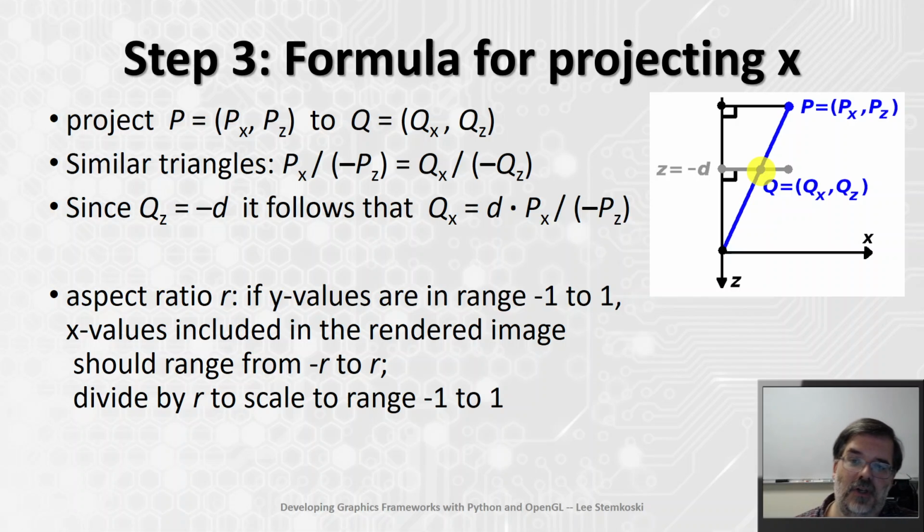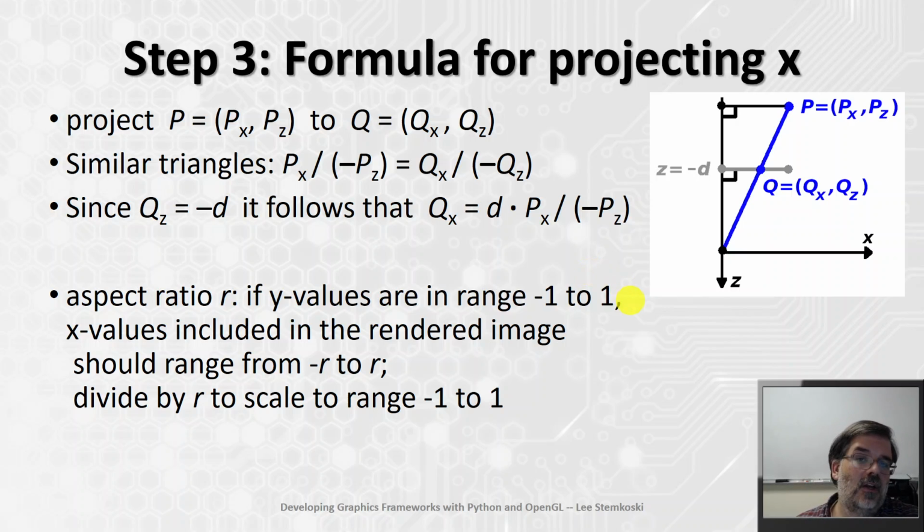Once again, we have similar triangles. Once again, that tells us that sides are proportional to each other. Ratios of sides are equal. And that leads us to this equation. Looks just like the equation when we are working with projecting the y coordinate, except those y's have become x's. And again, QZ, any point on the projection window, has z component equal to negative d. So we plug that in here, we do some rearranging, and we get a formula for qx, the projection of the x coordinate.